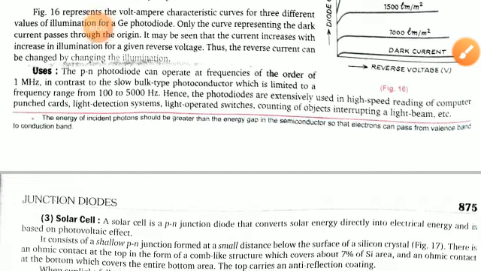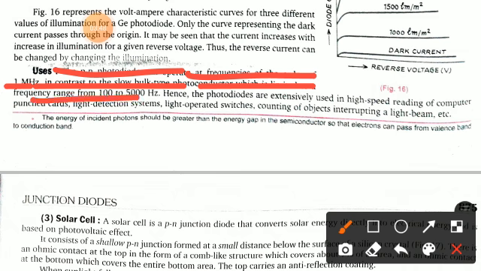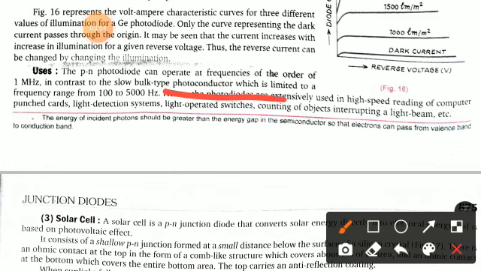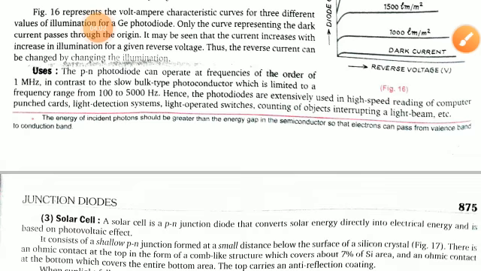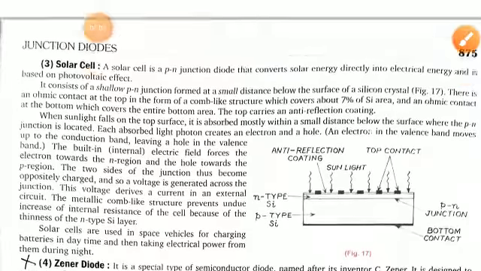Now we will talk about the uses. If we talk about uses, the p-n junction diode can operate at frequencies of the order of 1 megahertz, in contrast to the slow bulk type photoconductor, which is limited to a frequency range from 1000 to 500,000 hertz. So hence the photodiodes are extensively used in high speed reading of computer punch cards, light detection systems, light operated switches, counting objects, interrupting a light beam, etc. Clear?